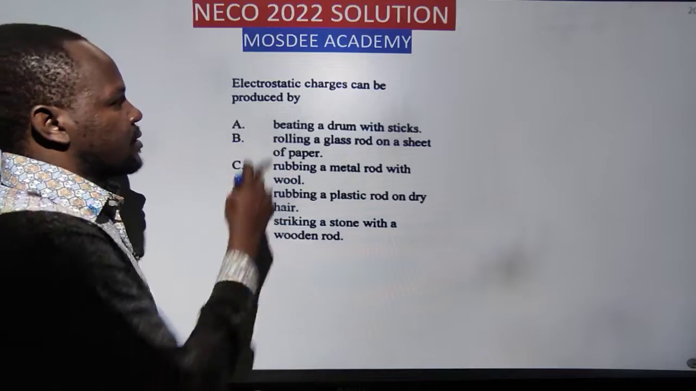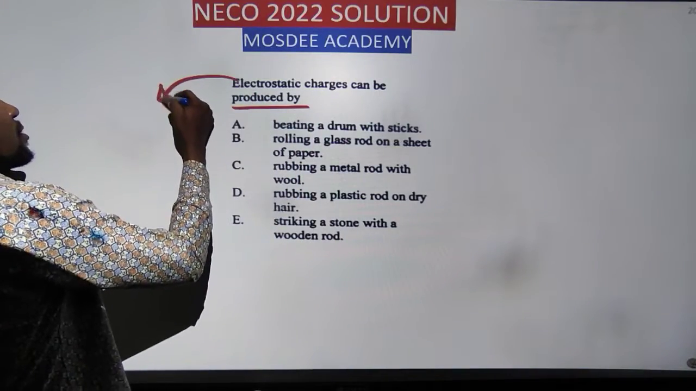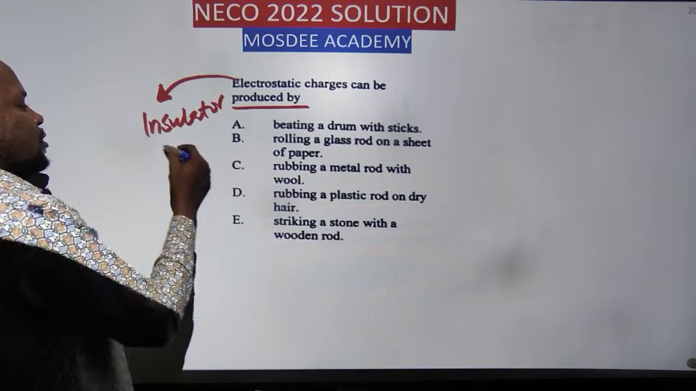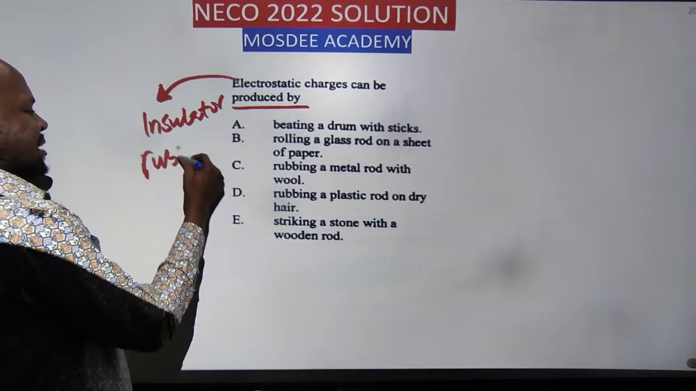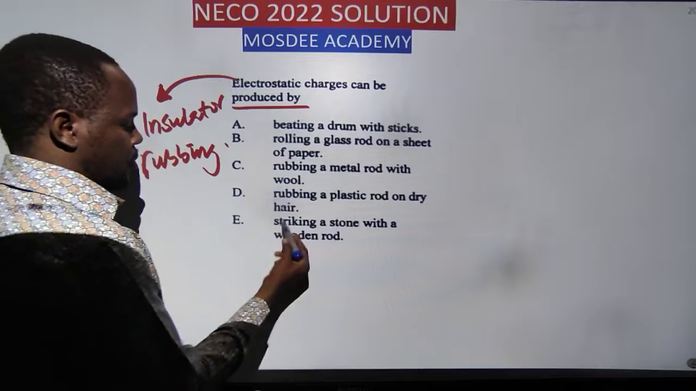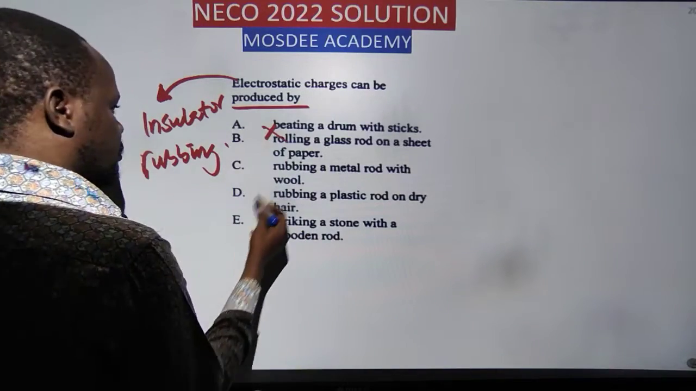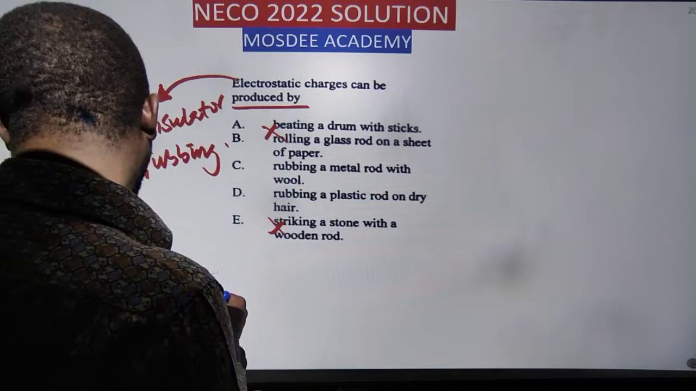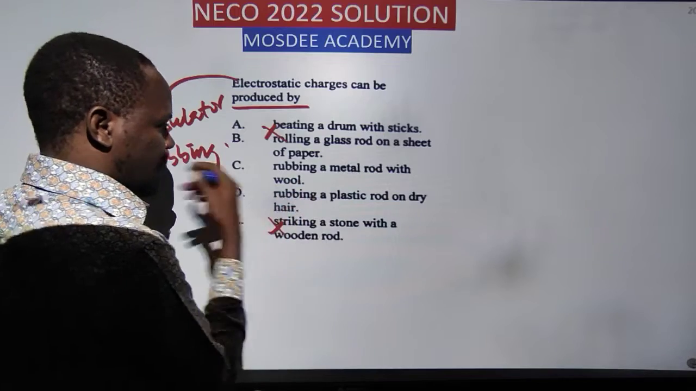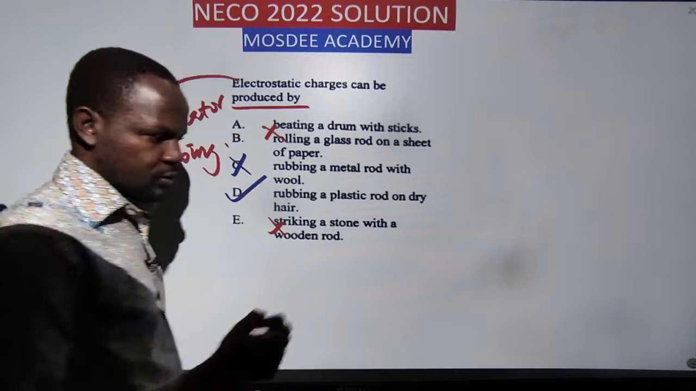The next one. Electrostatic charges can be produced. Remember, electrostatic is the charges between what? Insulators, and it is produced by rubbing. That's the concept you need to keep in mind. So anything that has rubbing, there are two options that have rubbing. Which one is an insulator? Rubbing a metal rod, metal is a conductor, so it's wrong. So this is the right answer. Next one.